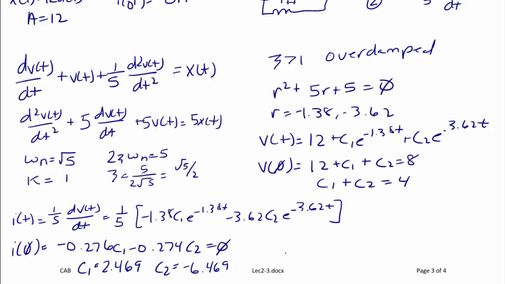And finally, the answer for V of t. V of t is equal to 12 minus 6.469 e to the negative 1.38 t plus 2.469 e to the negative 3.62 t. And we multiply that entire equation by u of t.